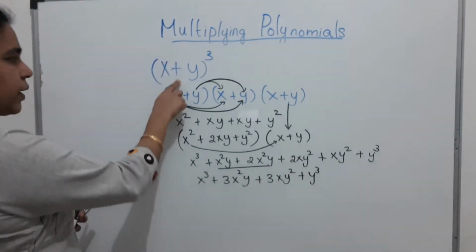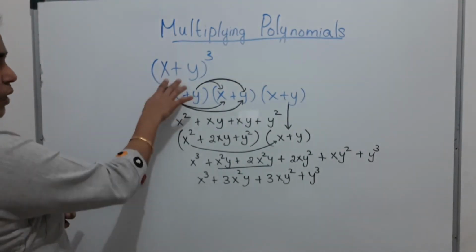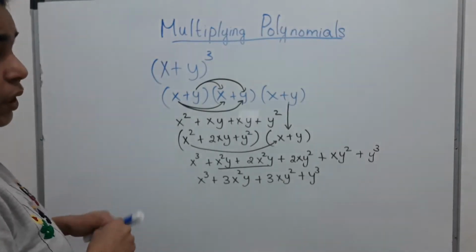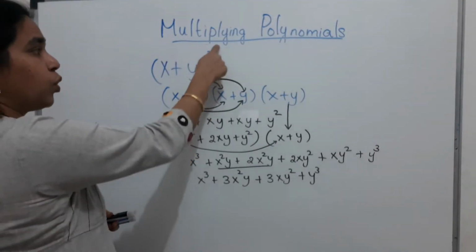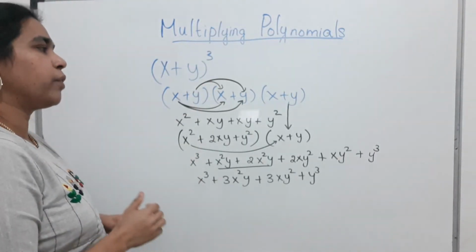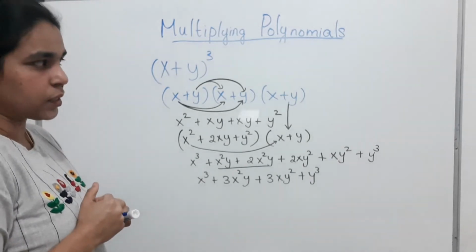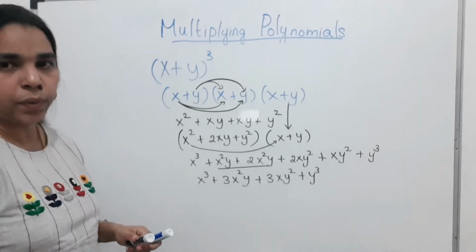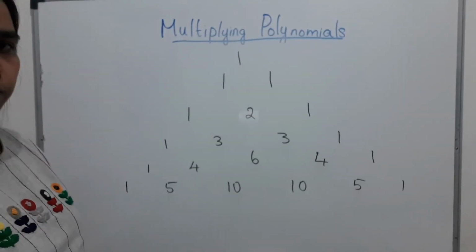So until here it's easy, like x plus y to the power 2, x plus y to the power 3, it is easy. If you have more powers in here, then you have to use some identities or Pascal's triangle. Okay, I will show you about Pascal's triangle now.